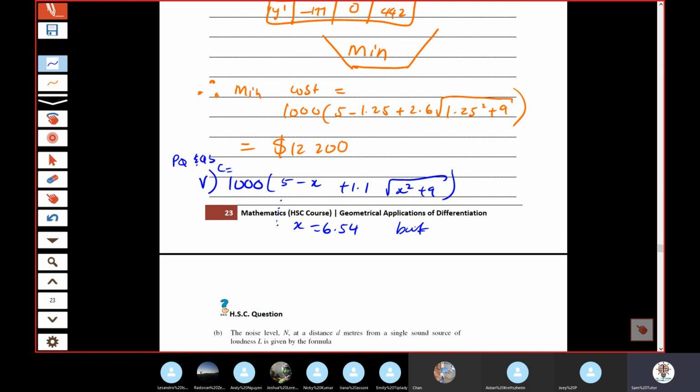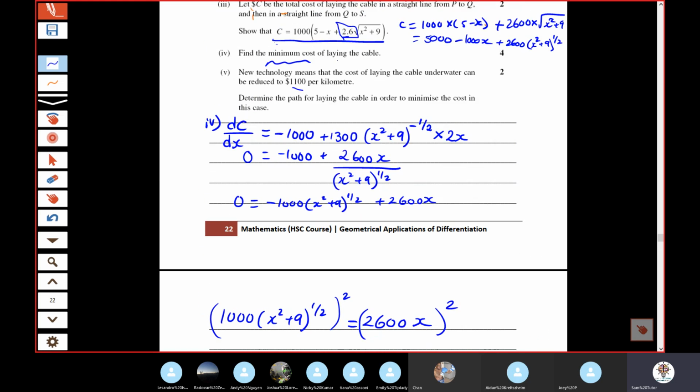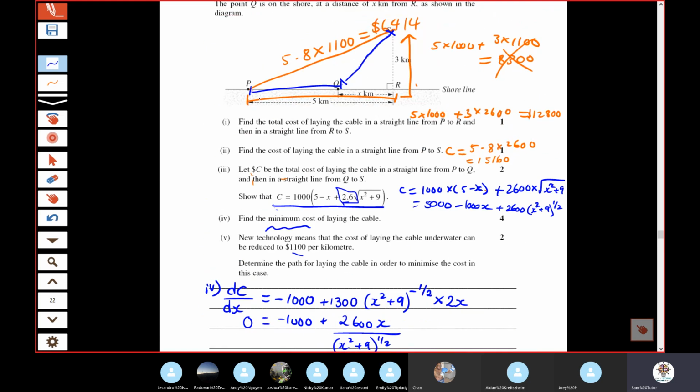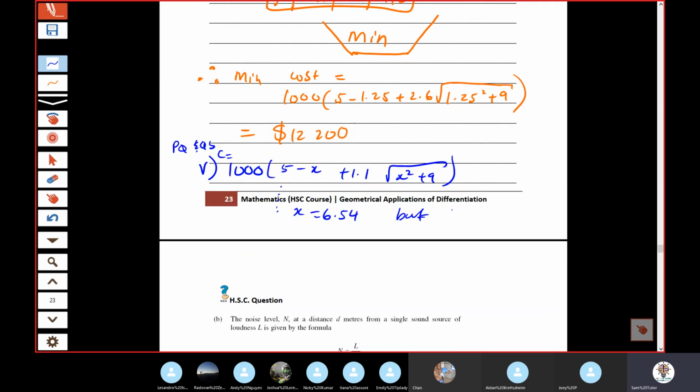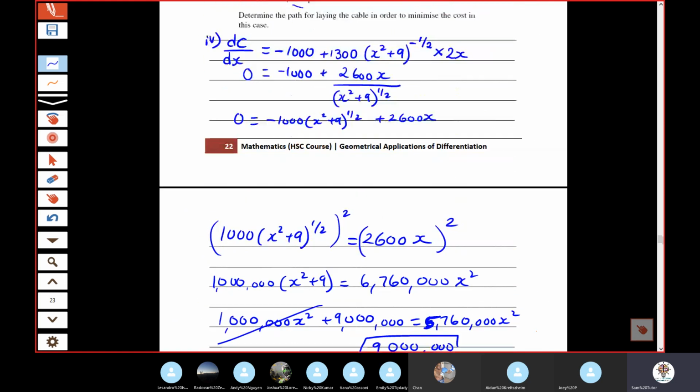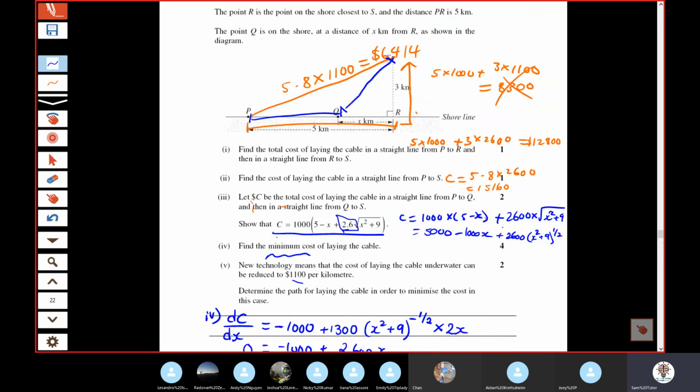But what's the problem with x being 6.54? What's the maximum distance you had from P to R? 5. So since that will never occur, x is less than 5. Cheapest path is PS, the one we found above. Make sense? The one we found above. Because PQ to QS doesn't work.